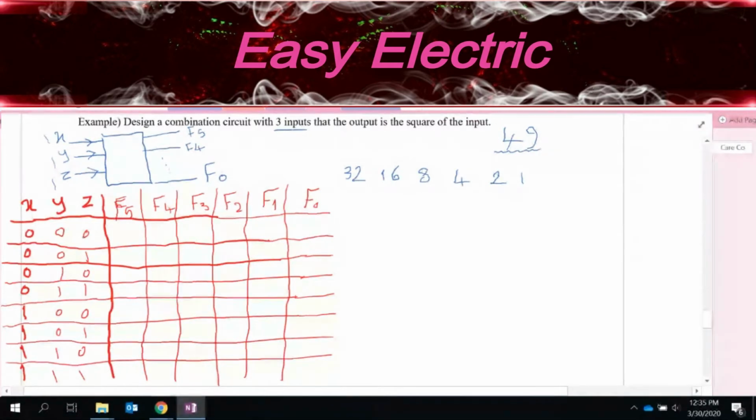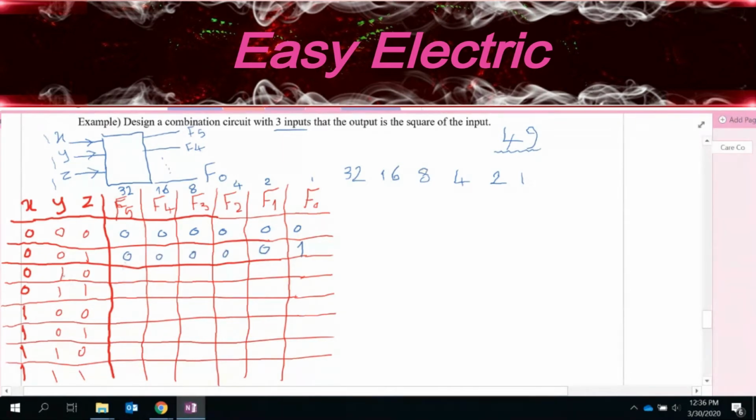So it starts with 0. What is the square of 0? Square of 0 is 0, definitely. So you have 0, 0, 0, 0, 0, 0 here. Just in case, I write this is 1, this is 2, this is 4, this bit is 8, this is 16, and this is 32. The next is 1. What is the square of 1? Square of 1 is 1. See how I'm writing 1? This bit is the smallest bit, so it should be 1, and all the others should be 0.